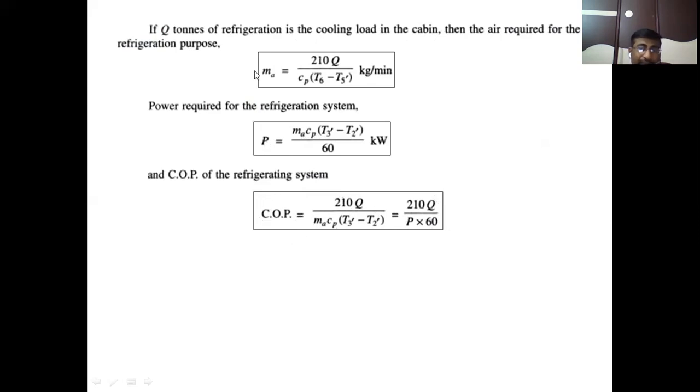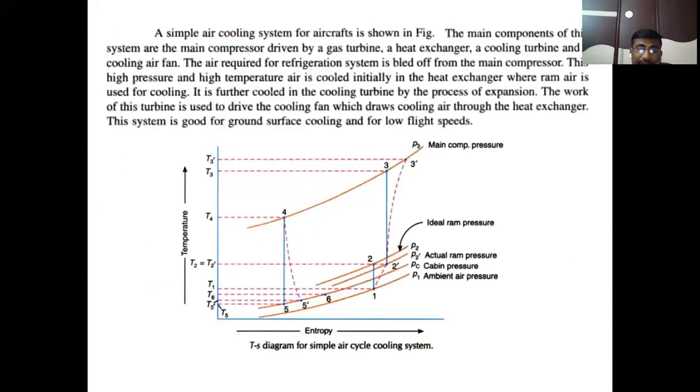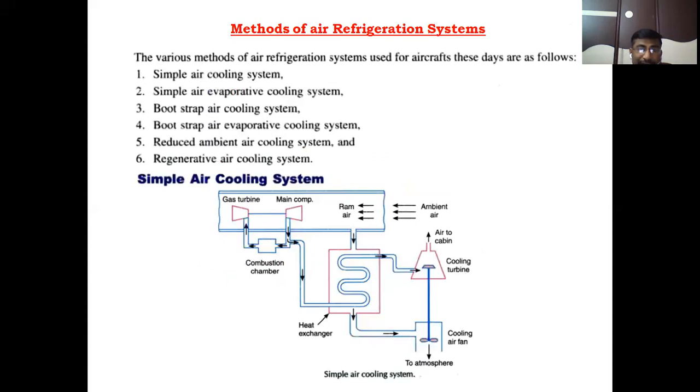So one is the mass of air required in the cabin to produce the refrigeration effect, another is the power required for the system, and the COP of the system is as given. This is a simple air cooling system. It is one of the methods of air refrigeration systems for aircraft.